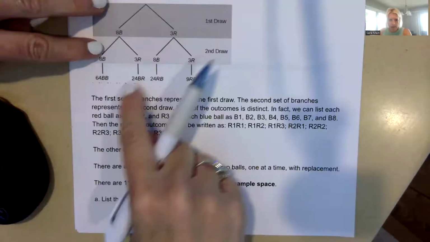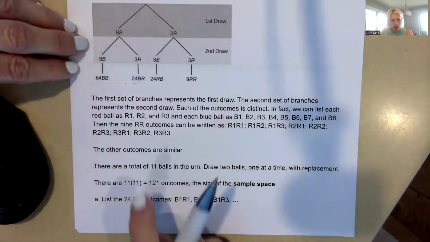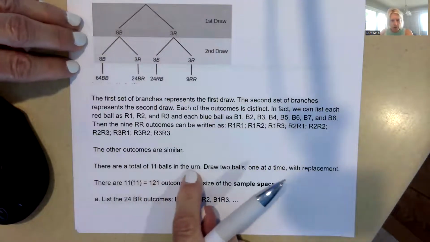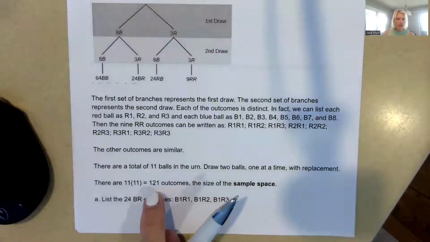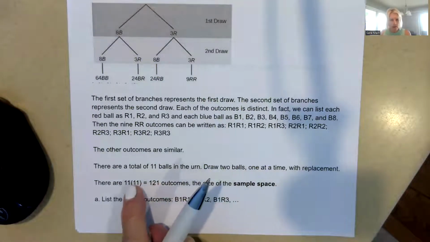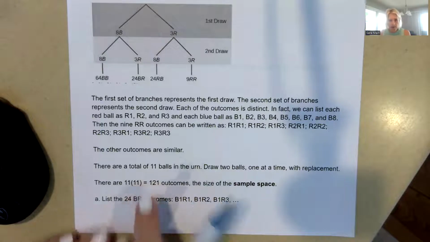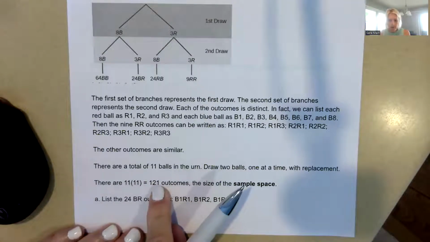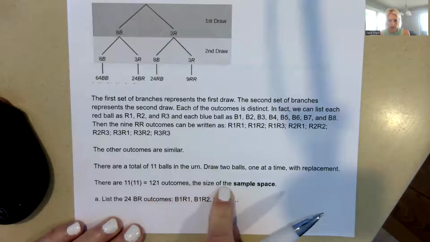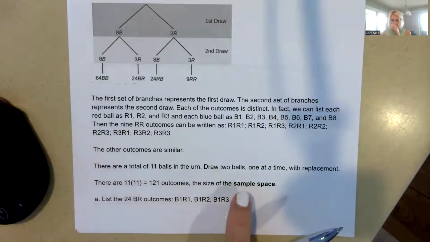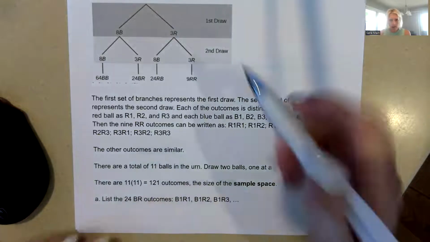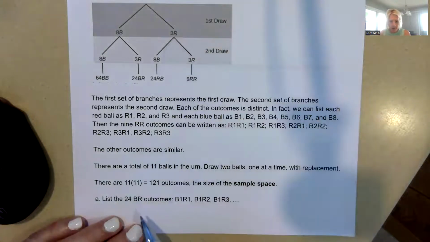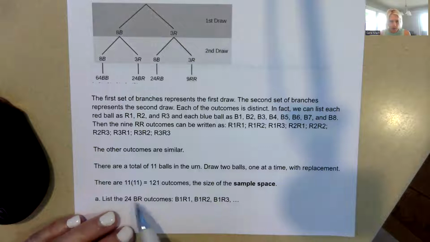I'll explain that down here. There are a total of 11 balls in the urn. Draw 2 balls one at a time with replacement. Because there are 11 balls times 11 balls from the first draw to the second, there are actually 121 outcomes, the size of the sample space. We're not going to draw all those 121 outcomes, but we're going to use the tree to help us find these probabilities. It says list the 24 blue red outcomes.